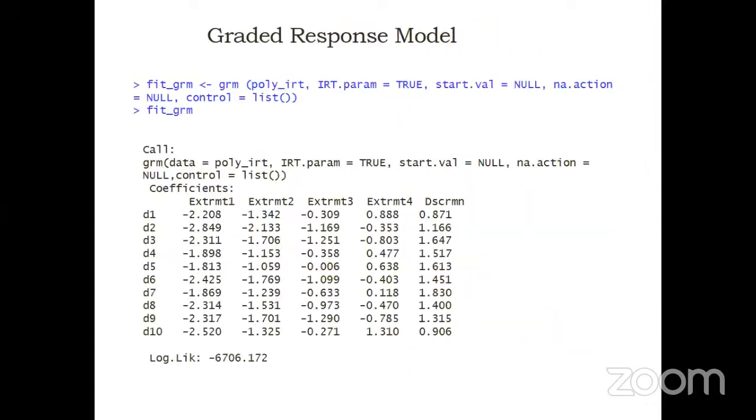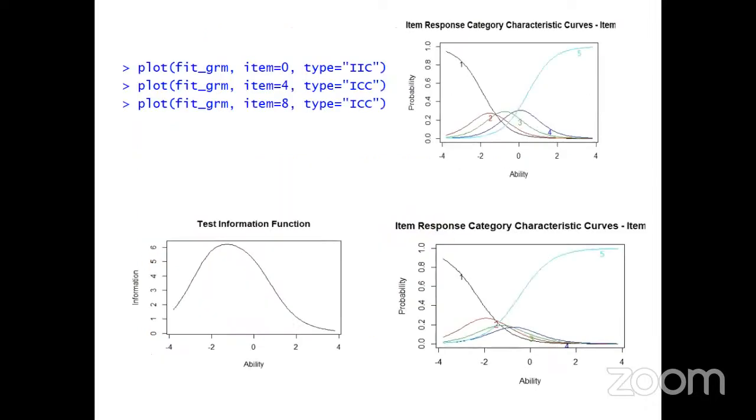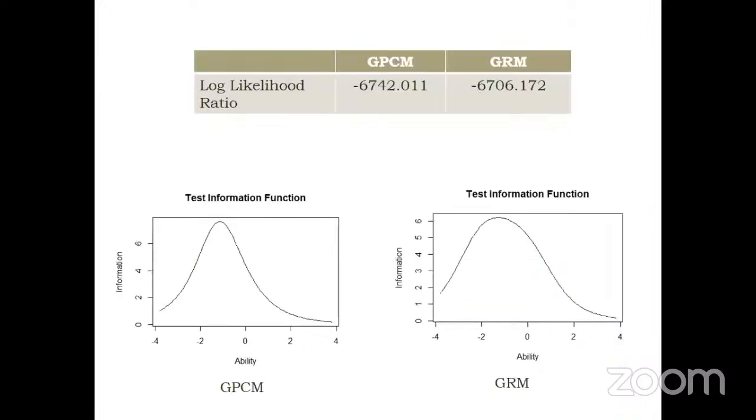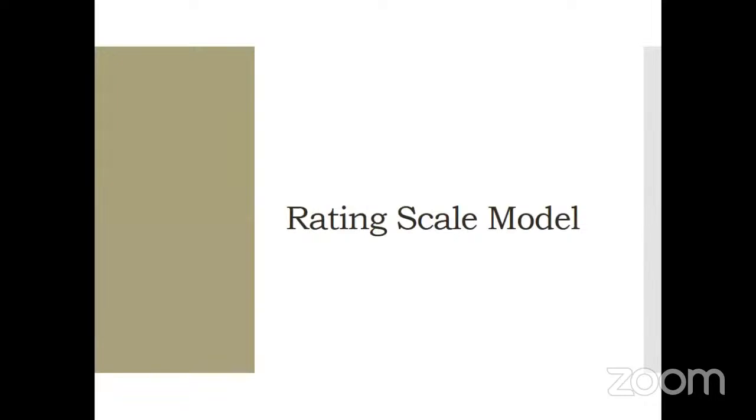So here, instead of categories, you get extremities. But you also get the discrimination values for each of these items. And the graphs are also similar looking. You can compare the GPCM and GRM, and you can check which of these models is actually fitting well to your data. It depends upon the data that you are taking. There is no hard and fast rule that you have to apply GPCM or GRM for a particular set of data. The rating scale model, or RSM, is similar to the PCM.